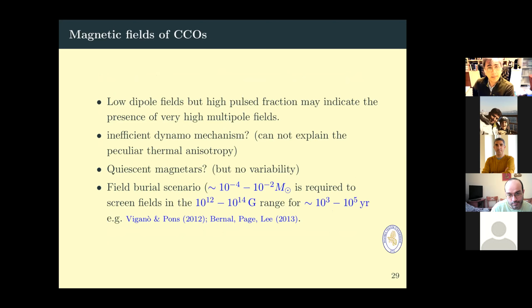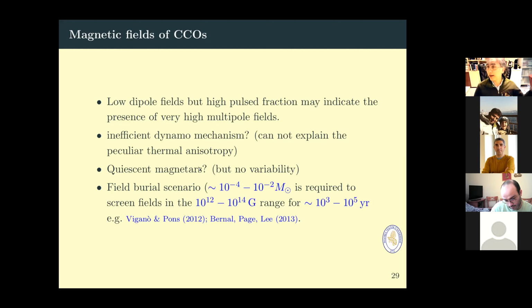The low dipole fields of these objects, together with their high pulse fraction, indicate the presence of very high multipole fields. Is this a result of the inefficient dynamo mechanism that is suggested for the magnetars? But this cannot explain the peculiar thermal anisotropy. Somehow the magnetic field must have been generated. Another suggestion is that they are quiescent magnetars. Well, one of them indeed showed magnetar activity later on.